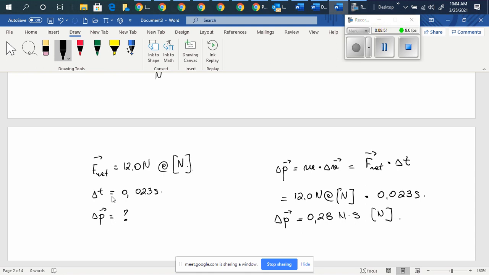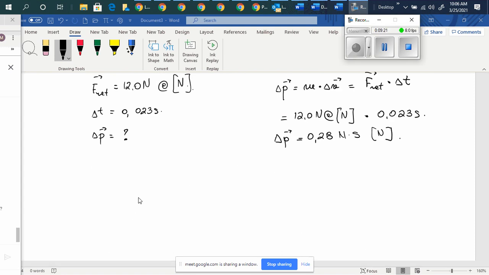So this is telling us that the change of the velocity, while this force is applied, is in the direction of north, okay? Because the change of momentum or impulse has the same direction as the change of the velocity.